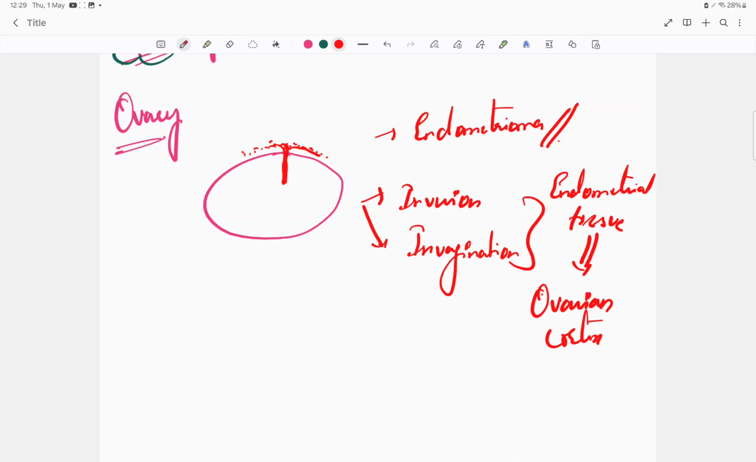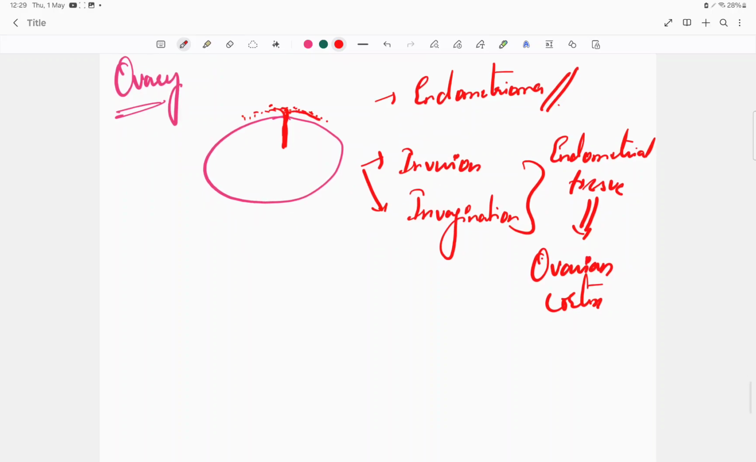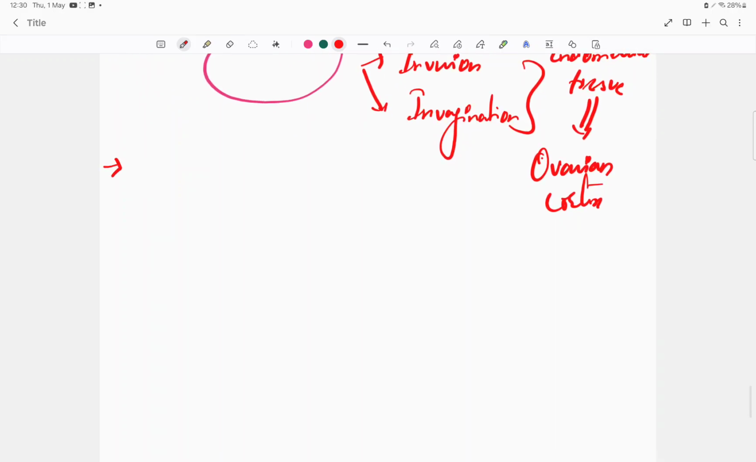Sometimes this ovary will have a cyst, a functional ovarian cyst. So if the implants go into it, it forms an endometrioma. Okay. So for example, on this ovary, generally this endometrium develops on the anti-mesenteric surface.